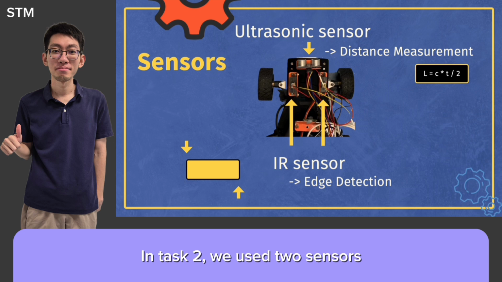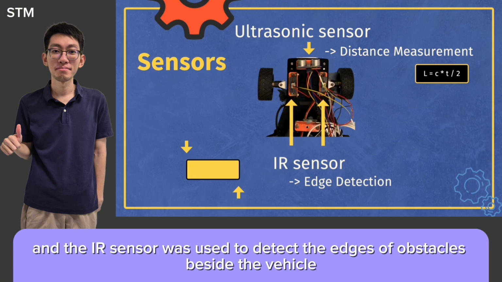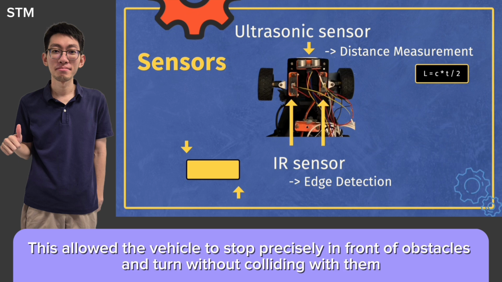In task 2, we used two sensors. The ultrasonic sensor measured the distance to obstacles in front, and the IR sensor was used to detect the edges of obstacles beside the vehicle. This allowed the vehicle to stop precisely in front of obstacles and turn without colliding with them.